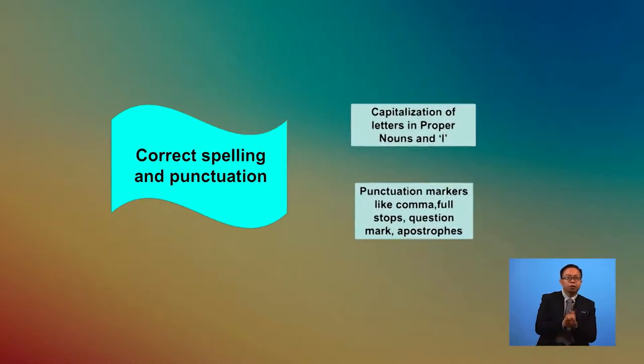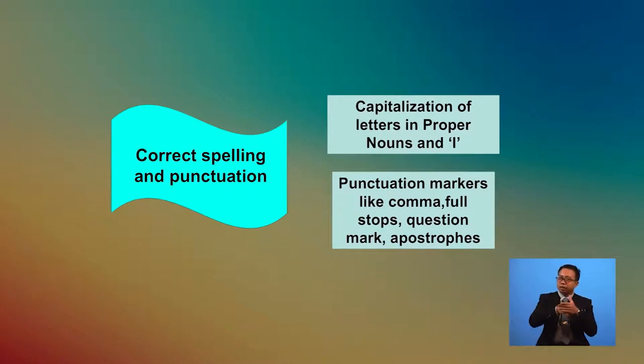You must use correct spelling and punctuation. The capitalization of letters in proper nouns like names of people and places, and not forgetting personal pronoun I, which is always written in capital letter, no matter where it is placed in a sentence. Punctuation markers like comma, full stops, question mark, apostrophes must be used accurately and effectively.